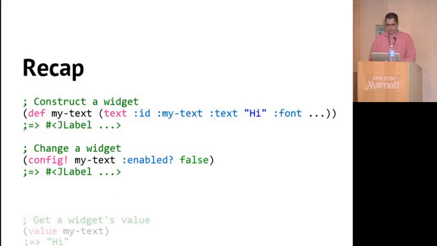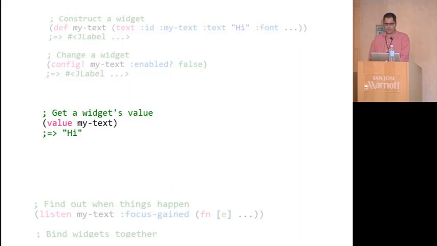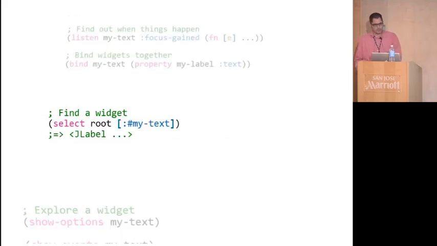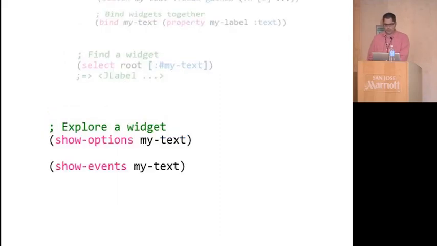So, recap. You can construct widgets. You can change them over time. That's pretty cool. You can get the value of a widget. And you can add behaviors to widgets and bind their properties together so you can avoid listener soup, hopefully. You can use selectors to separate the layout and behavior in your user interfaces. And we've got a bunch of stuff that should make development in Seesaw much more Clojure-y and pleasant.